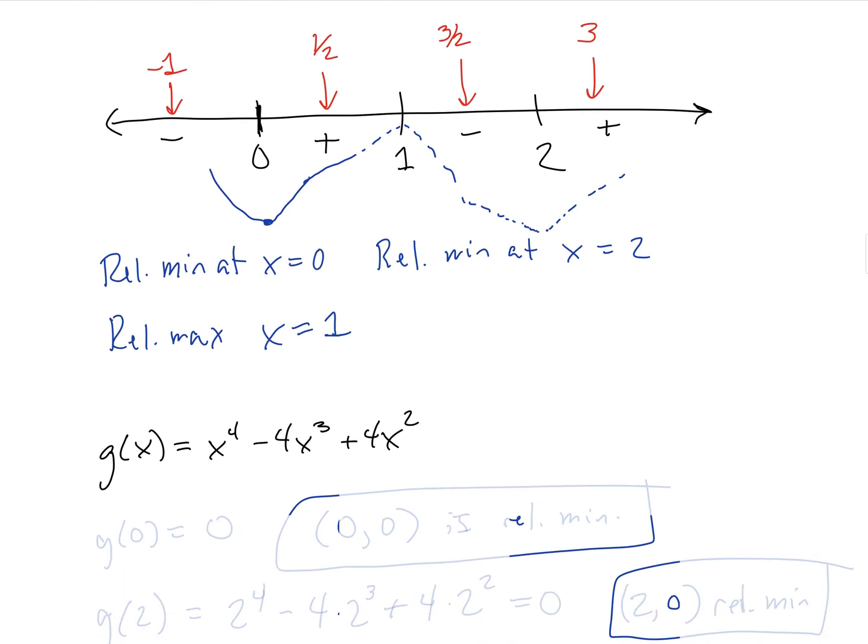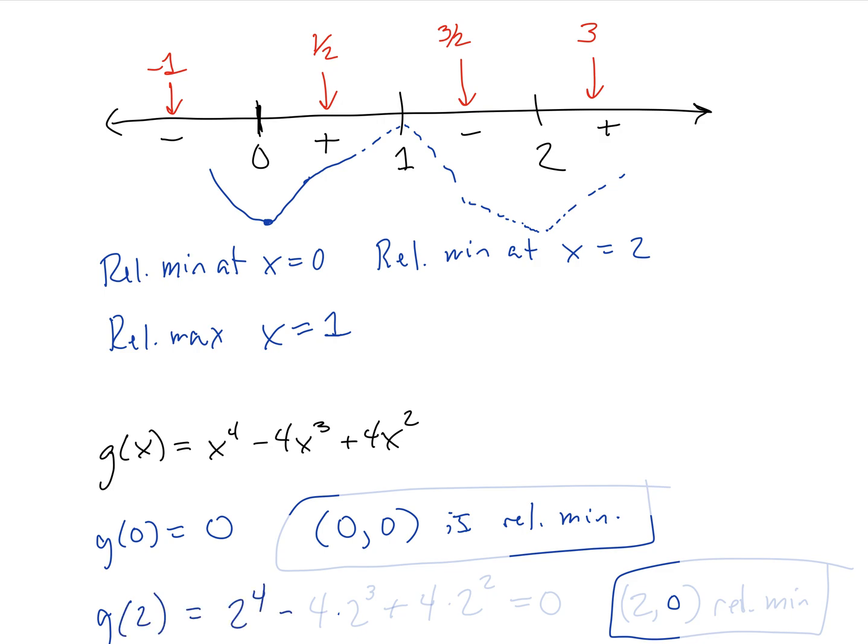To find the points (x, y) that give those maxes and mins, we need to plug in. So g of 0, this is g. So g of 0 we see is just 0. So (0, 0) is a local or relative minimum. g of 2 is also a relative minimum.